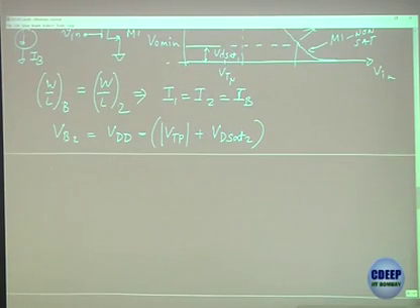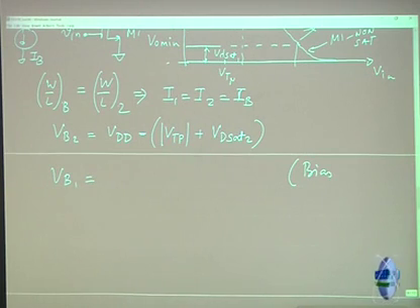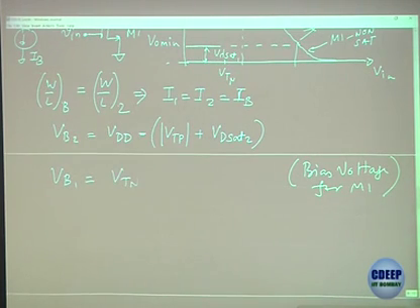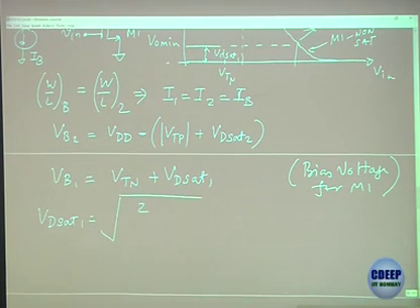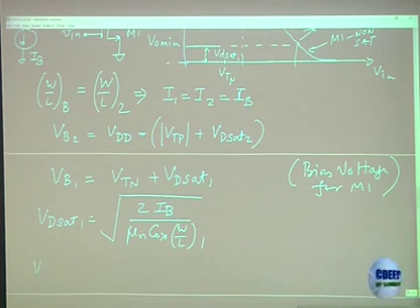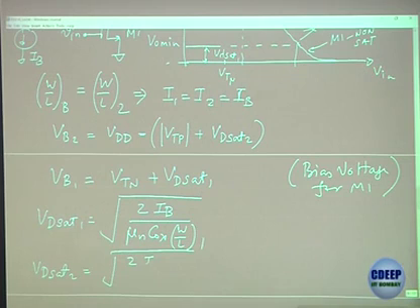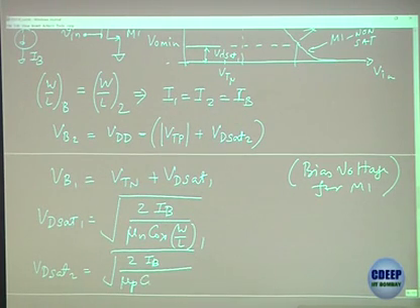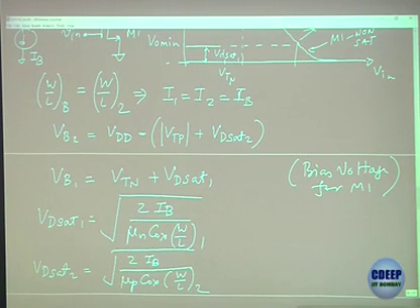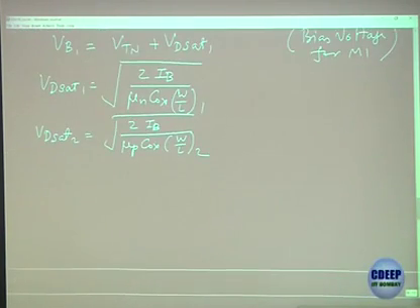And VB1, which is the bias voltage for the M1, is given by VTN plus VDSAT1. Okay. So, let us write the equation for VDSAT1 and VDSAT2. VDSAT1 is equal to square root of 2 times IB divided by mu n Cox W by L1, and VDSAT2 is equal to square root of 2 IB divided by mu p Cox W by L of 2. Okay. So, that is the way you calculate them.